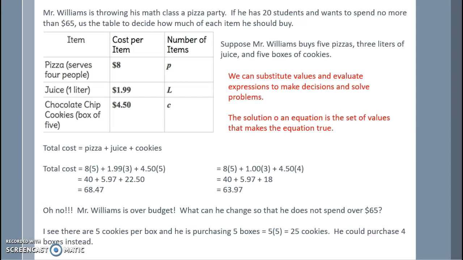We can substitute values and evaluate expressions to make decisions and solve problems. The solution of an equation is the set of values that makes the equation true.